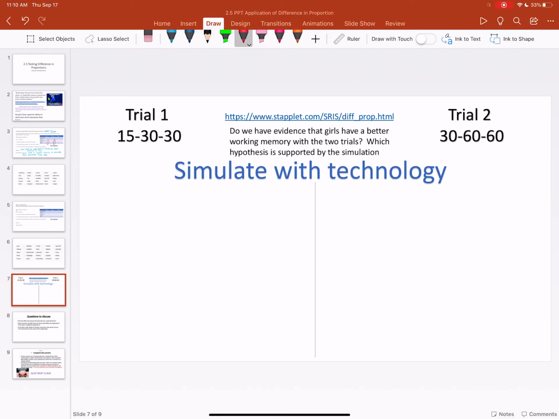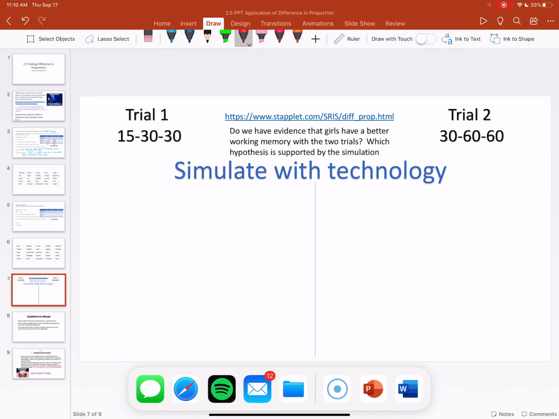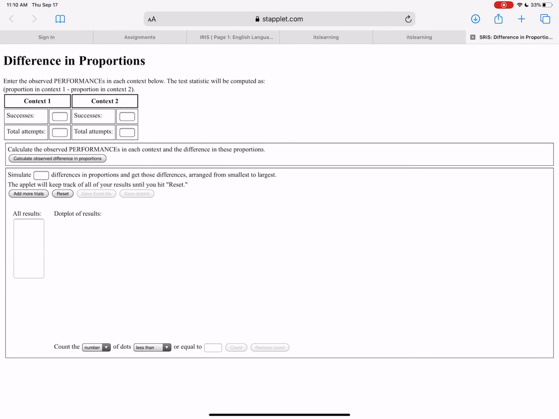So I wanted to show you the stat applet that we use. It looks like this. It's a difference in proportions. What you have is the successes. That would be how many girls memorize more than 10 words, and the successes for the boys would be how many boys memorize more than 10 words. Or if we're talking about winning games, success, how many wins were at home, how many wins were away.